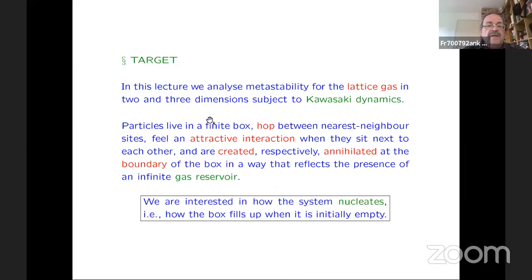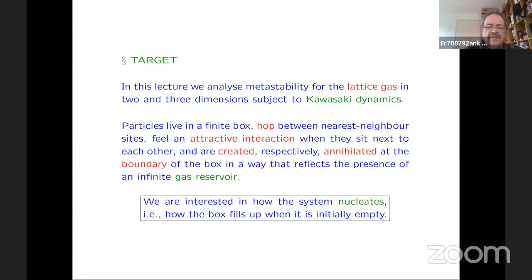So the target for this lecture is to analyze metastable behavior for a lattice gas. And we're going to make this lattice gas evolve according to what is called Kawasaki dynamics. And I will define it as we go along. And in simple words, what we will be dealing with is particles living in a finite box. These particles can hop around between nearest neighbor sites. So that's the motion. They will feel an attractive interaction when they sit next to each other.